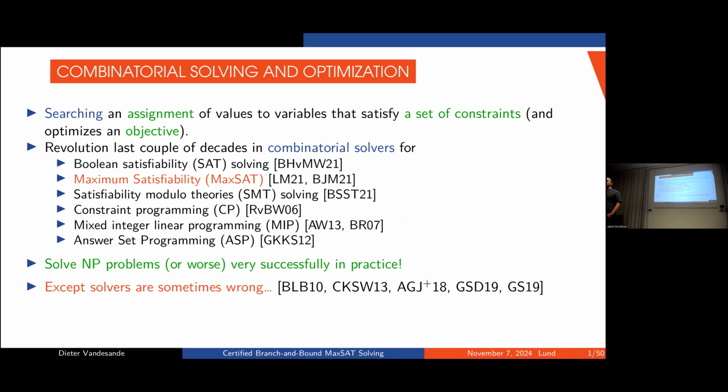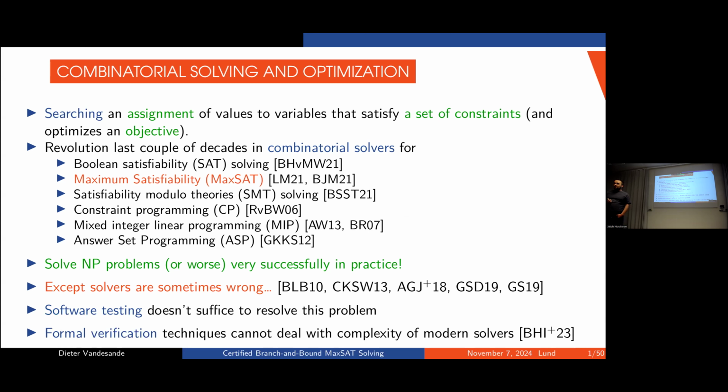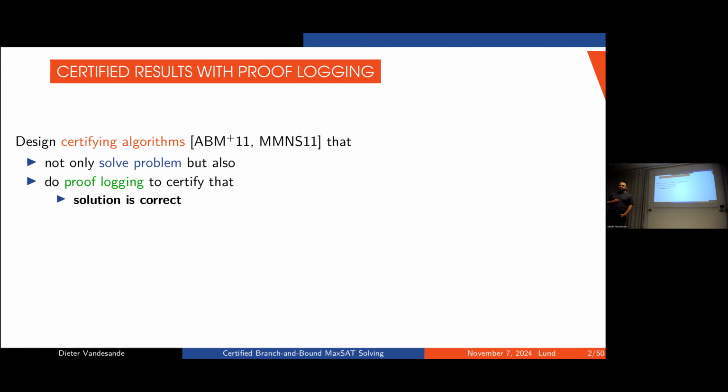But the dirty little secret is that these solvers are sometimes incorrect. And of course, I believe that your solvers are correct, but how do we convince the others about that? Well, clearly, software testing is not enough. You cannot prove that no bugs are present anymore with software testing. Formal verification, on the other hand, can give us such strong guarantees, but this does not yet scale up with the high complexity of modern solvers.